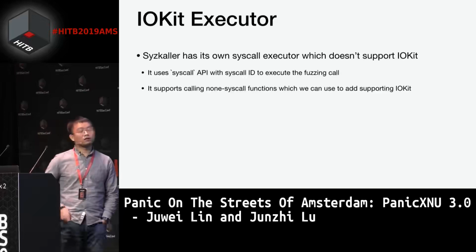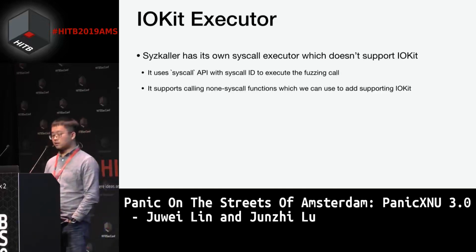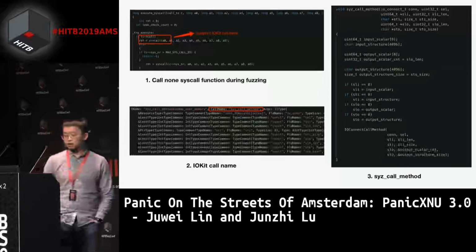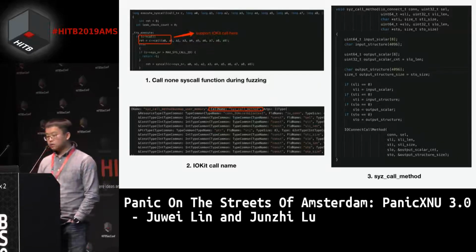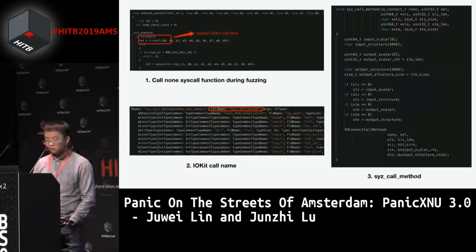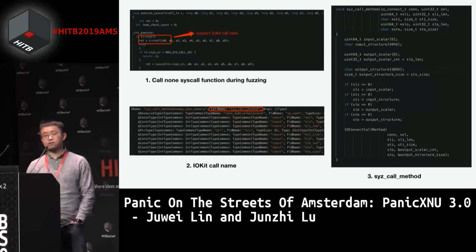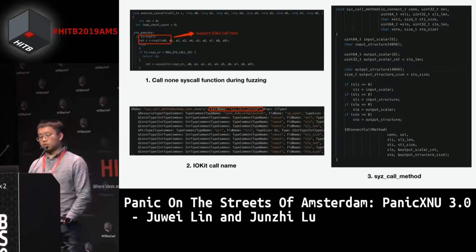The second one, currently the executor doesn't support IOKit. So we must add support for the IOKit call method. For example, I don't change any of the original syscall API executor. I just assign the call name as well as the call method. And you can see if there's a fuzzing request, it will call the executor syscall.